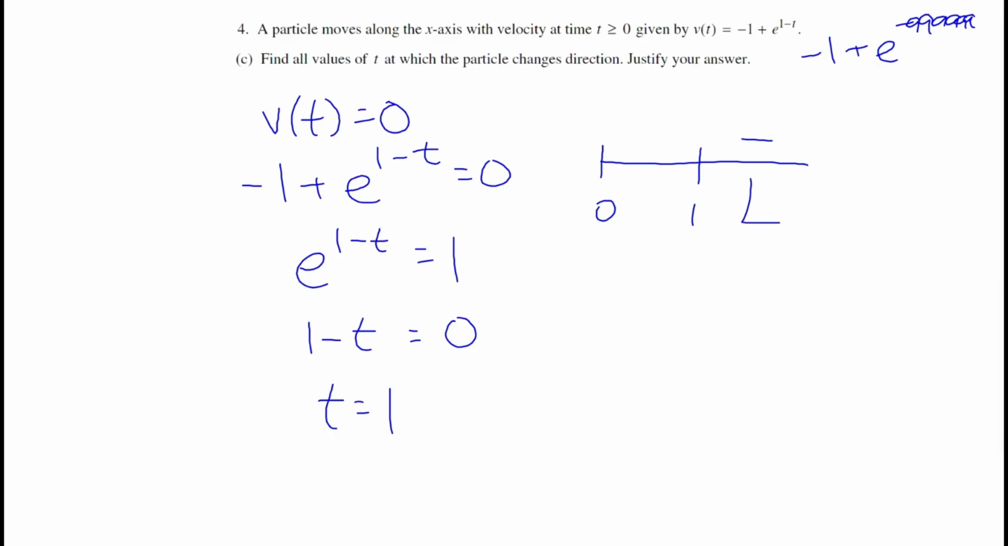And if I put in something like 1/2, now we have -1 + e^(1-1/2), or e^(1/2). Well, -1 + the square root of e. The square root of e is more than 1, so when I add that, we get a positive. So we do change directions at t = 1. So we can say it changes directions at t = 1.